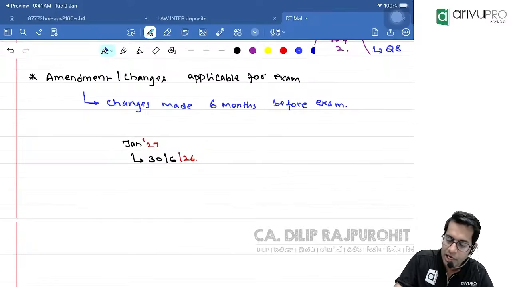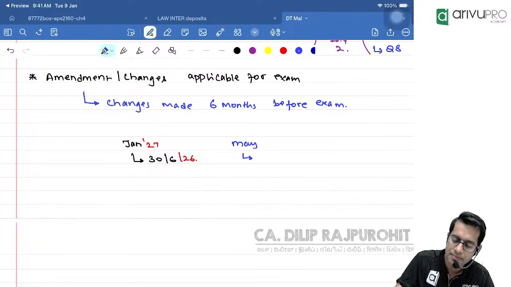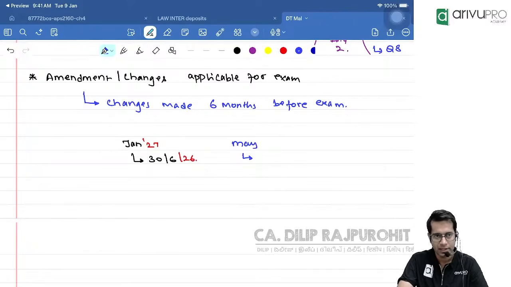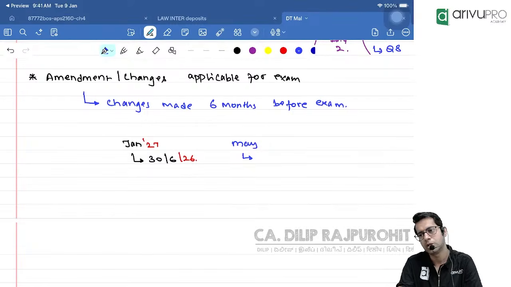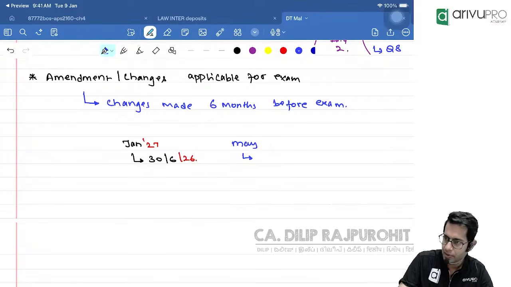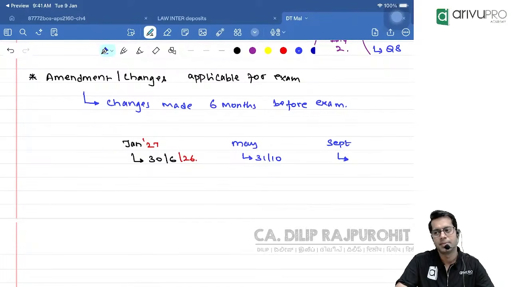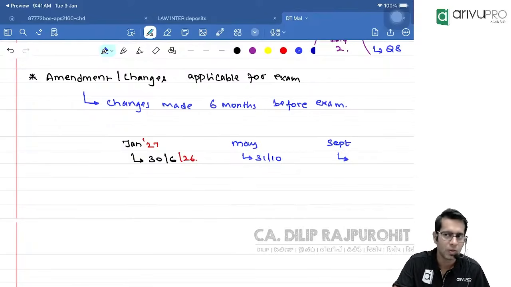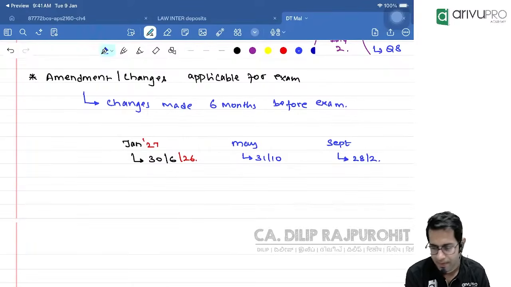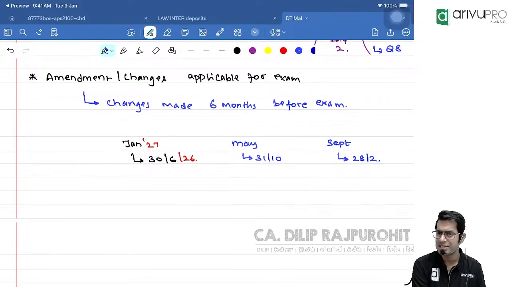Similarly, if I am writing my examination in the month of May, ignore the month of exam, go back 6 months. 4 months of this year plus 2 months of last year. Therefore, November month comes. So before November it is 31st October. Then if I am writing my examination in September, ignore the month of exam, go back 6 months. What date will come? 28th February. Whatever changes are made 6 months before your examination will be applicable to you. This is what our institute says.